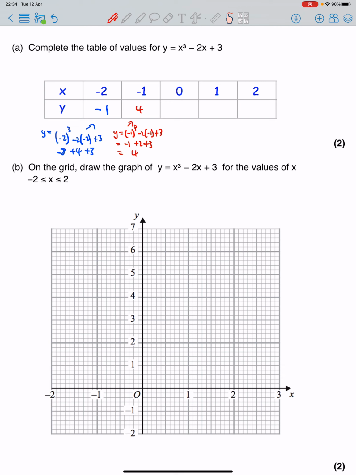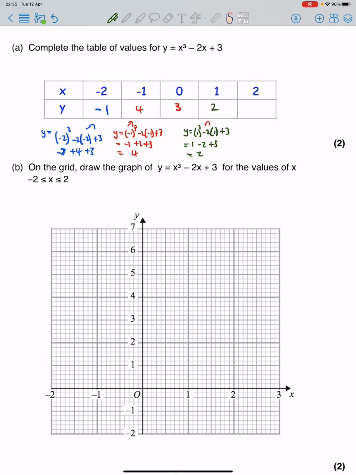When x is equal to 0, that's a bit more of a straightforward case. y is equal to just 3, because 0 cubed minus 2 times 0 is all 0, and plus 3 is 3. Then, changing colors again, we have 1. So y is equal to 1 cubed minus 2 lots of 1 plus 3. That's going to be 1 minus 2 plus 3. So 1 plus 3 is 4, minus 2 is equal to 2.